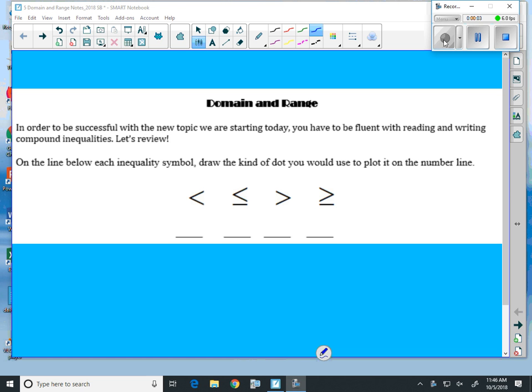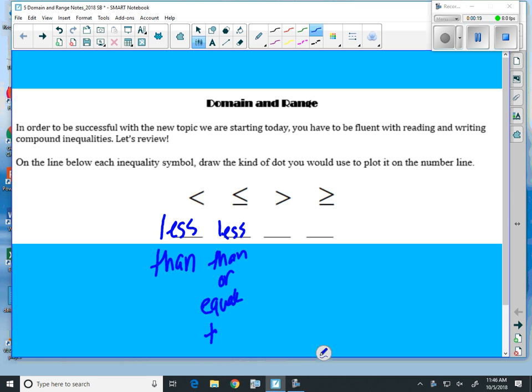Okay, so you have to be familiar with inequalities. We said this first one is less than. What's different about this next one? It's less than or equal to. What about our next one? Greater than. And then we have greater than or equal to. We need to make sure that we can read those properly.